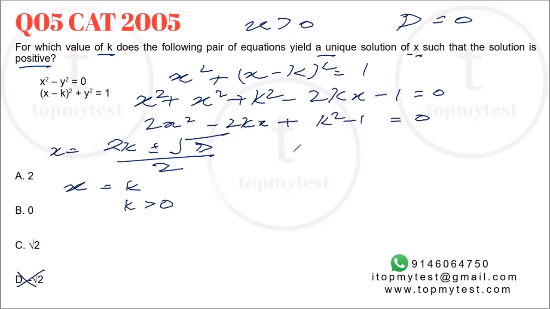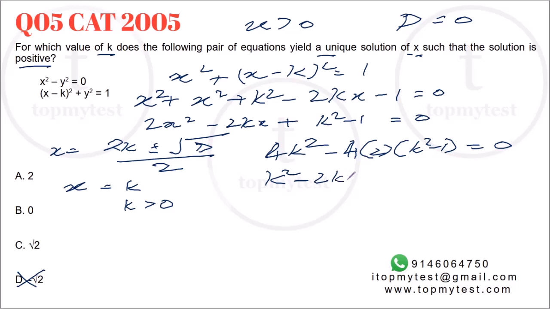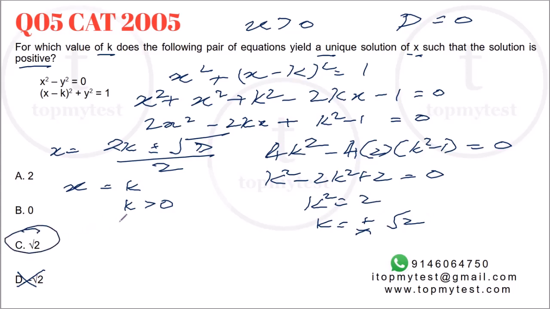Let's calculate the discriminant. You will have 4k square minus 4 into 2 into (k square minus 1) should be equal to 0. If I take out 4, you'll get k square minus 2k square plus 2 equals 0. If I rewrite this, you'll get k square equals 2, or k should be equal to plus or minus root 2. We have already eliminated negative root 2. So k should be equal to positive root 2. Option C would be our correct choice.